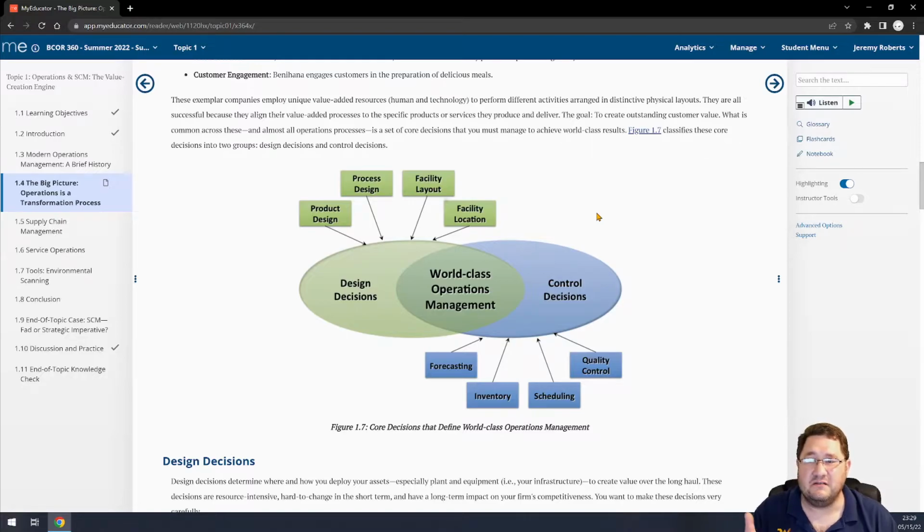Let's see, facility layout. That's a big one. You want to have raw goods coming in one side and finished goods leaving through another way. That way, nothing is crossing. It's a flow through the structure.